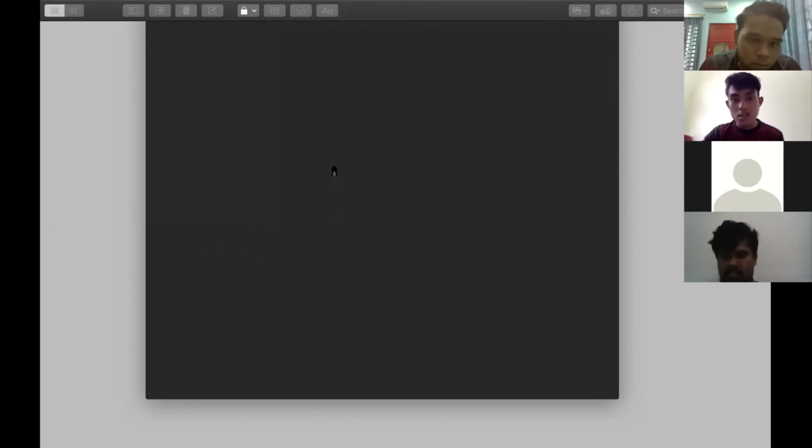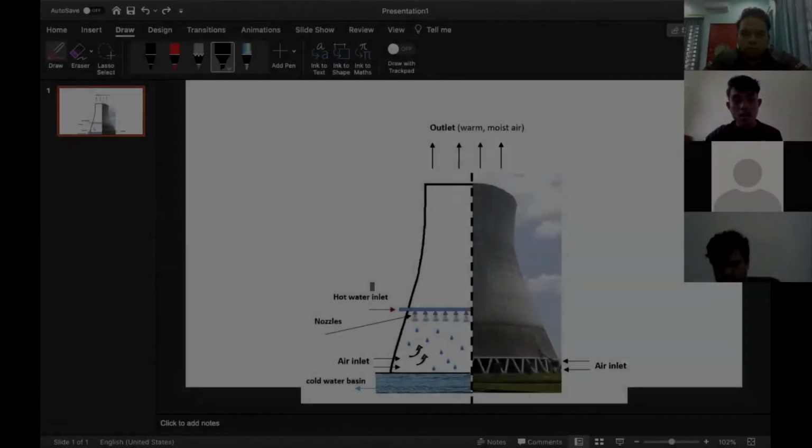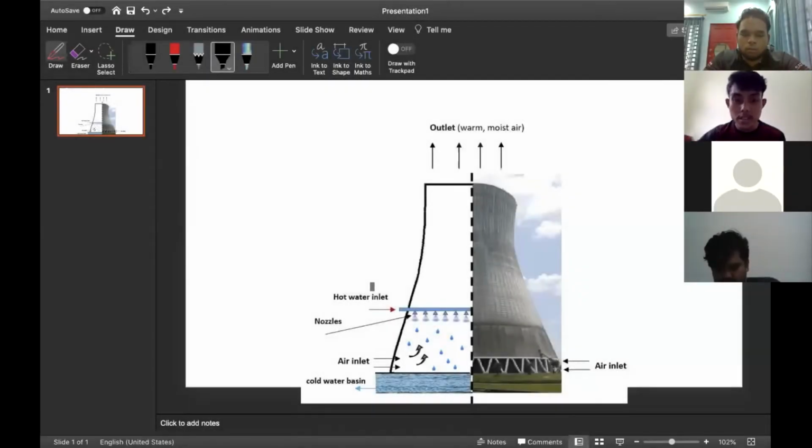coming into the cooling tower, Arif, why is your screen share black and white only? Okay, sorry for the distraction. So I will start again.